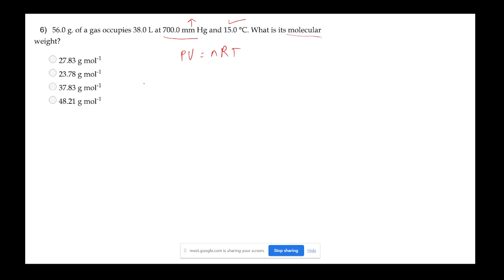Now for that, you will expand the moles as weight upon molecular weight. So how will you do? Mass m of gas divided by molecular weight into R into T equals to pressure into volume. Now you are given all the rest values and you just need to find out molecular weight. So molecular weight is nothing but mRT by PV.